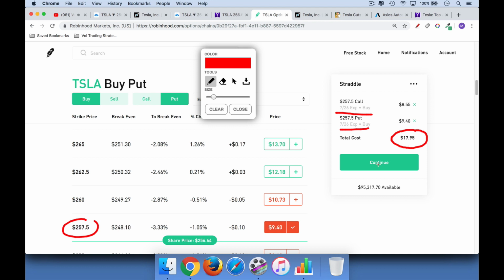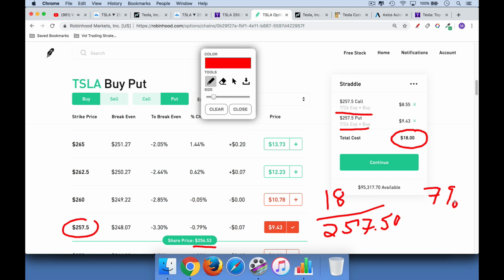Now we take 18 divided by the price of, you can either use the current price of the stock or the strike price of the straddle. Usually I use the strike price of the straddle, $257.50. And if we do the math on that, 18 divided by $257.50, we get roughly 7%. So the market is pricing in a 7% move up or down.